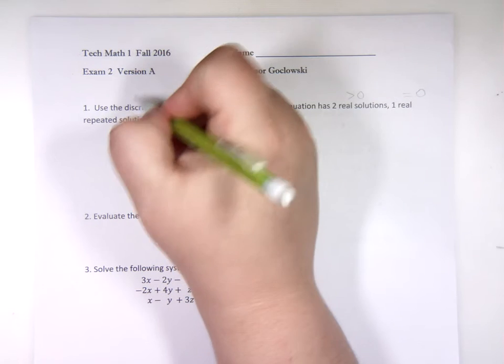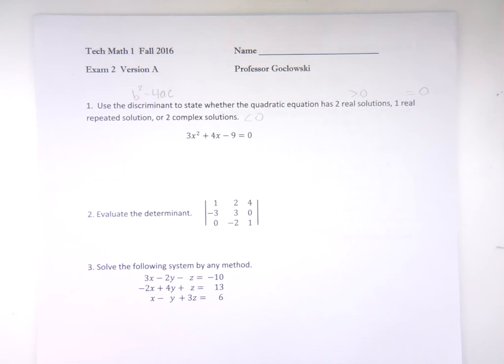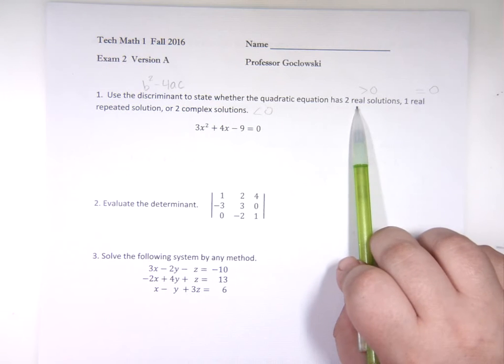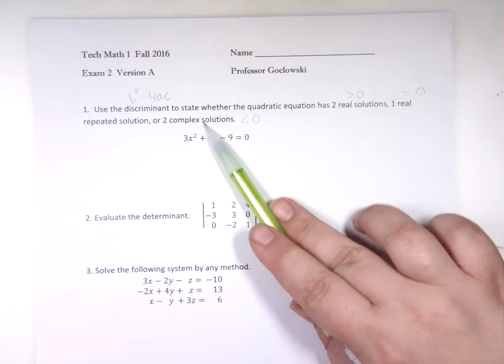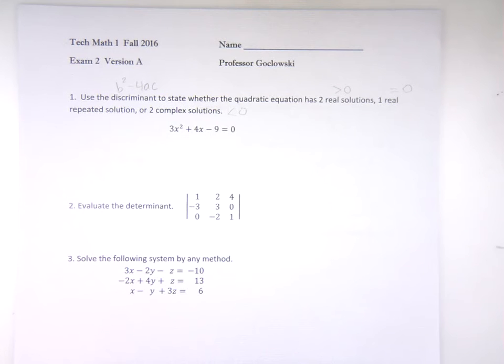So remember, the discriminant is b squared minus 4ac, that's the part underneath the square root. So if the part underneath the square root is positive, you're going to get real numbers. If it's negative, you're going to get imaginary numbers. And if it's equal to 0, you're going to get a nice fraction with no square root.